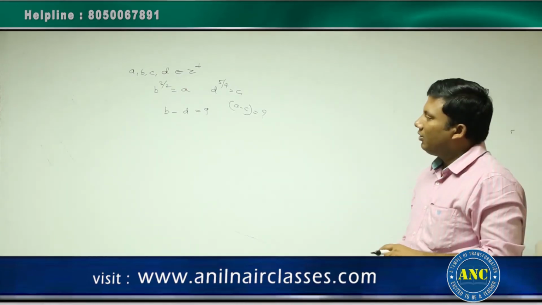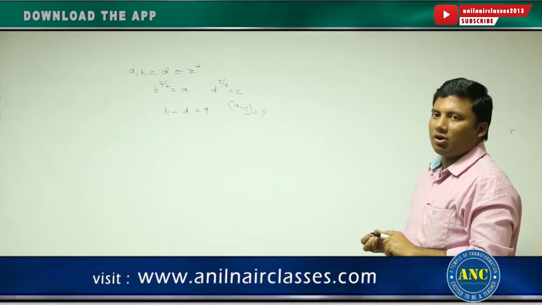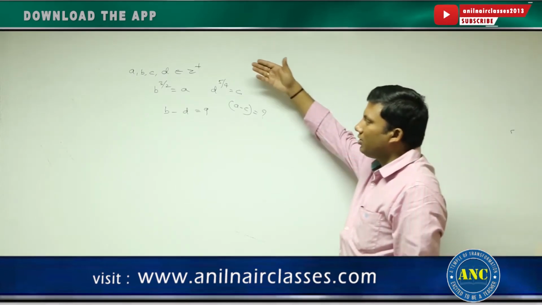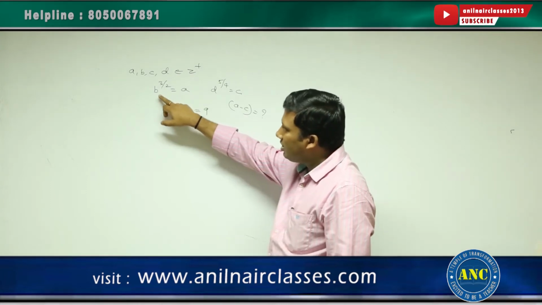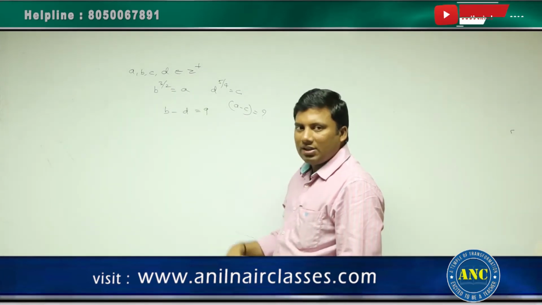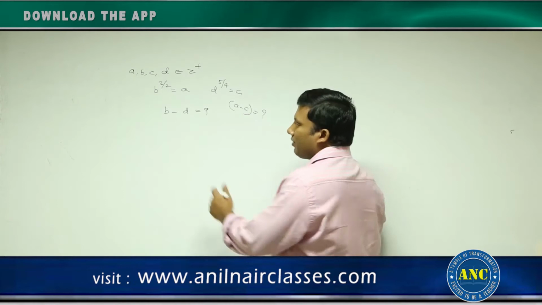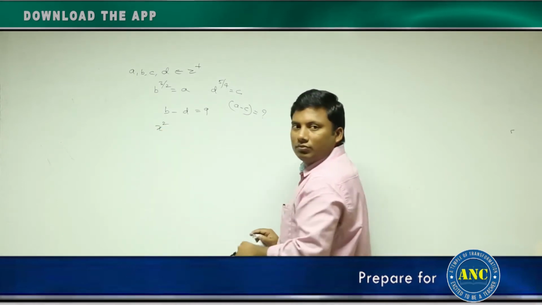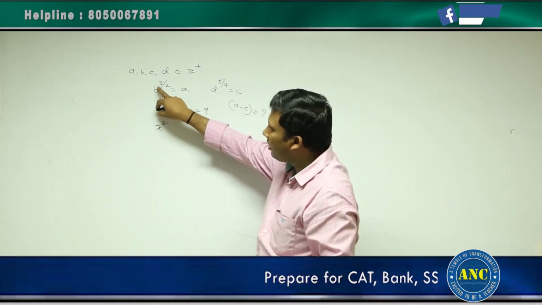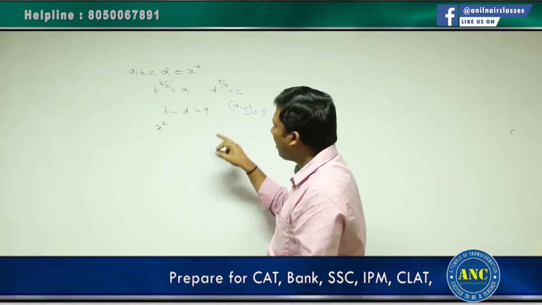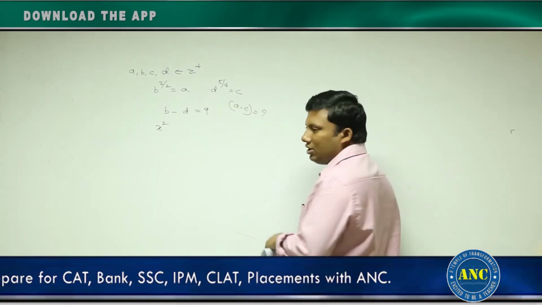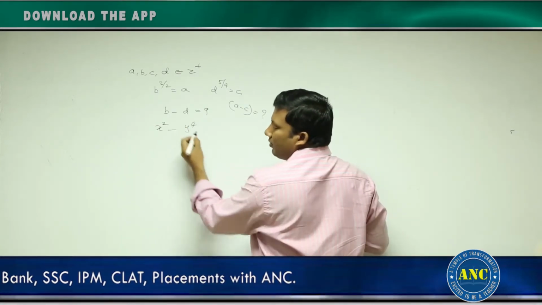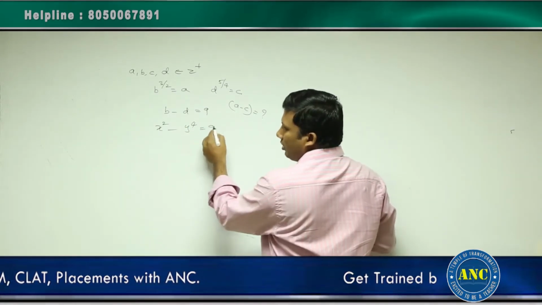Now, by looking at the question itself, we will get some conclusions. A, B, C, D are positive integers, so A is a positive integer. This is B power 3 by 2. Can I say B should be a perfect square? Because if B is a perfect square, x square, the 2 will get cancelled. D power 5 by 4 is C, which means D should be a fourth power, and B minus D is 9.